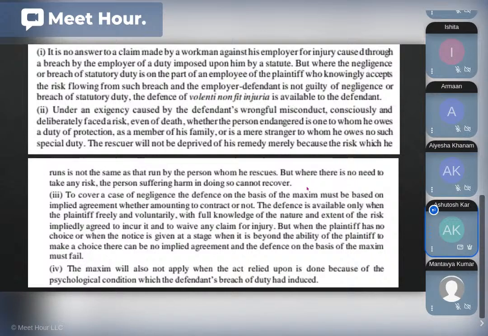The third point states that in order to cover a case of negligence, the defense on the basis of the maxim must be based on implied agreement, whether amounting to contract or not. The defense is available only when the plaintiff freely and voluntarily, with full knowledge of the nature and extent of the risk, impliedly agreed to incur it and to waive any claim for injury. So look, if there is a case of negligence, the easiest example is medical negligence. We will talk about all of this in detail when we cover these cases in the next class. So here, if your doctor has done something against which you can file a suit for damages, right?